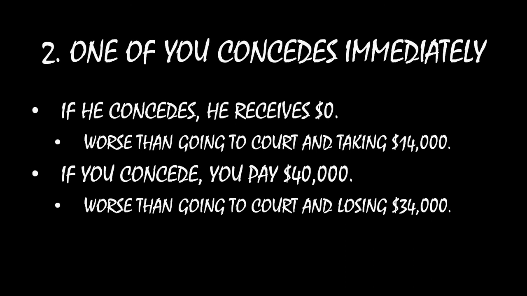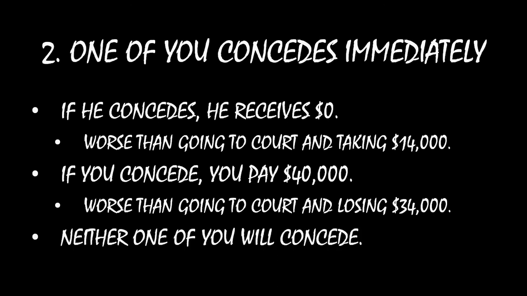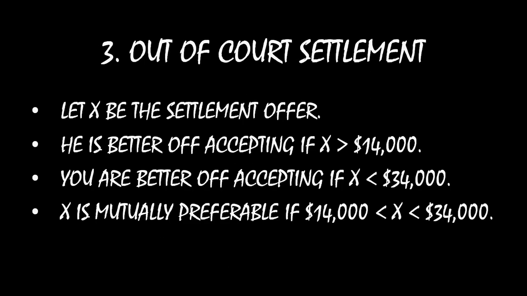The last possible outcome is that we reach a bargain resolution. If neither one of us is conceding, the only other resolution is that we bargain over the outcome. We reach a settlement. So let's let X be a possible settlement offer. X is the amount of money that you'll have to pay to him to drop the lawsuit. Recall that he gets $14,000 in expectation if he goes to trial, which means he's better off accepting a settlement offer if that settlement offer X is going to pay him more than $14,000.